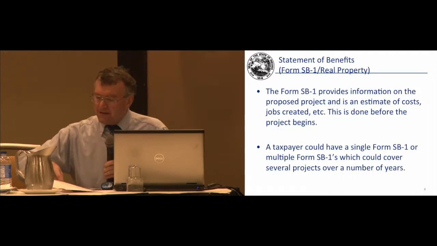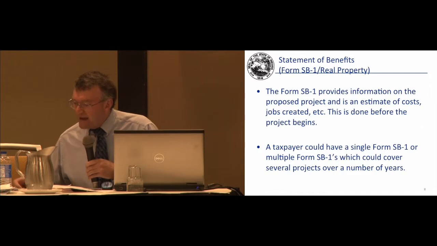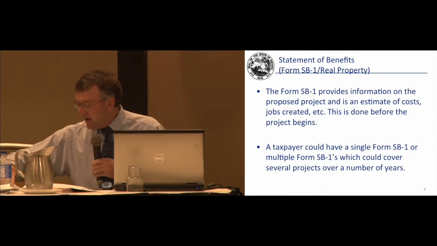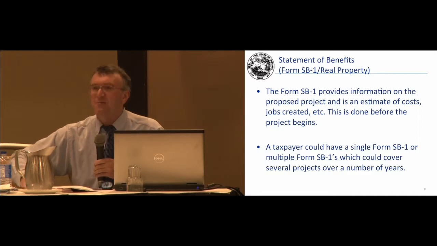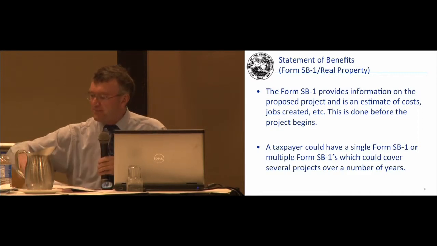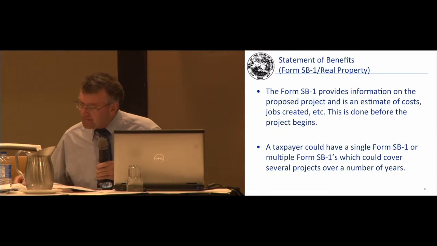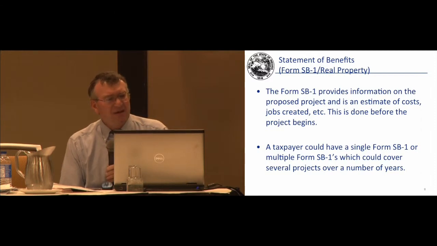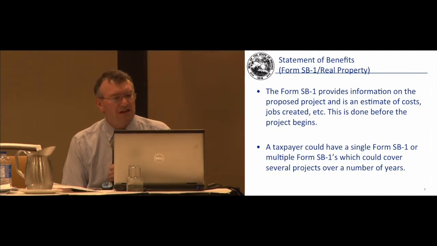Now, while we're talking about the SB1, we might as well go to our forms packet and get it in front of us. And let's go to page 2 of your resource material packet, and that's going to be page 1 of this SB1. Now, page 1 of the SB1 provides information on the proposed project, estimated cost, estimated jobs created, salaries for those jobs, things like that. That information is on this form.